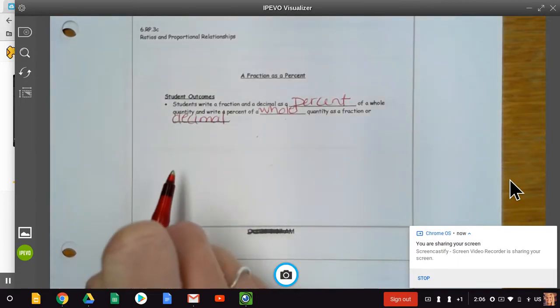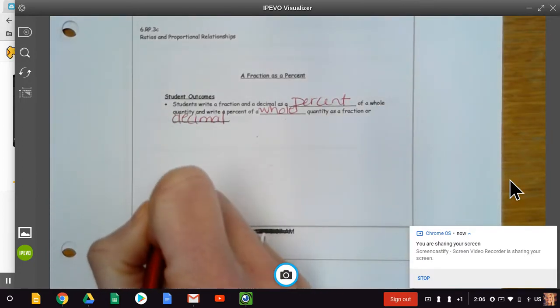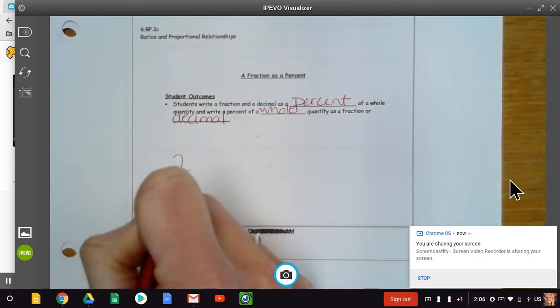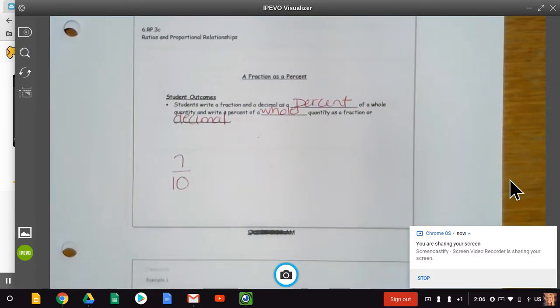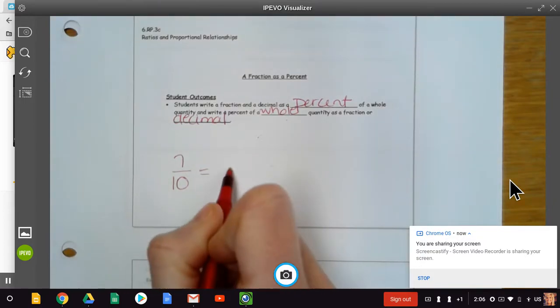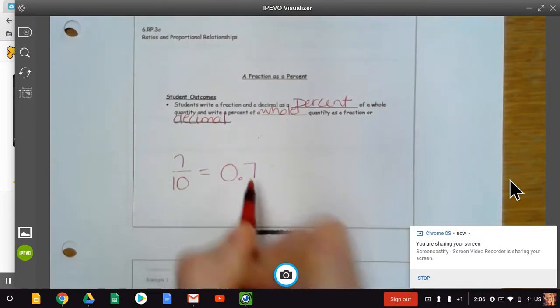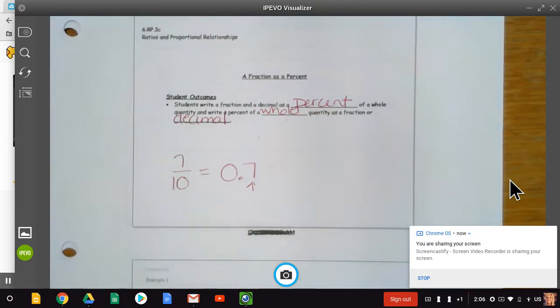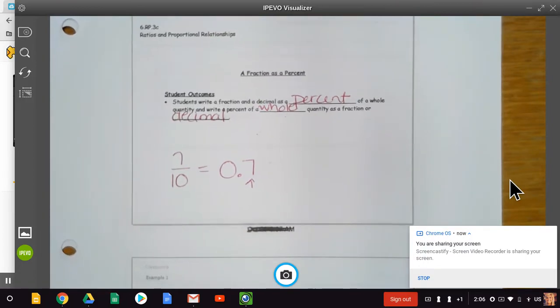Okay, so for example, if you take a fraction like 7/10, you don't read it as "seven over ten"; the mathematical way to read it is "seven tenths." You can write that also as a decimal, 0.7. This is the tenths place. And you can also write it as a percent.